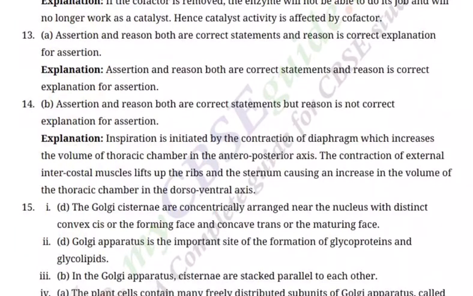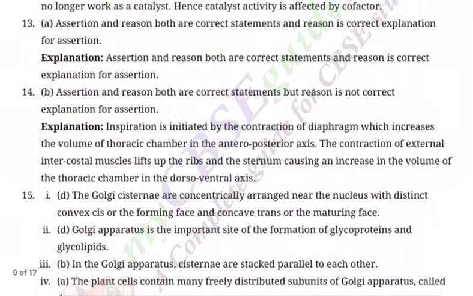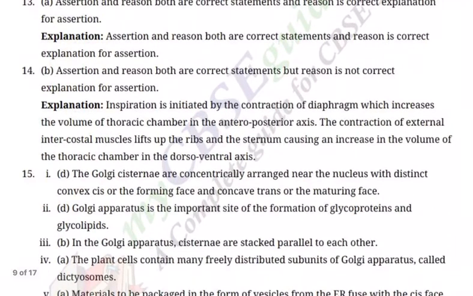Explanation. Inhalation or inspiration is initiated by the contraction of diaphragm, that special muscle, which increases the volume of chest cavity, thoracic chamber, in the anterior-posterior axis. The contraction of external intercostal muscles lifts up the ribs and the sternum, causing the increase in the volume of thoracic chamber in the dorsoventral axis. That's why reason is not correct explanation for assertion.